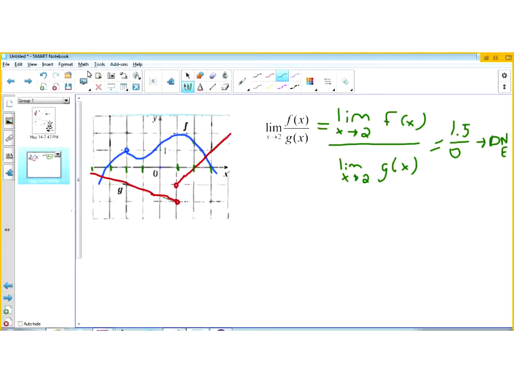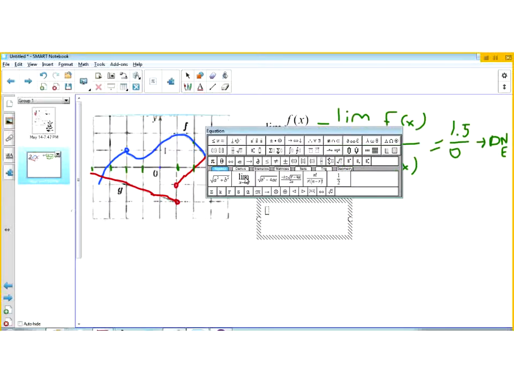Okay. Something else. Let's see here. How about the limit as x approaches -2 of, say, f of x plus 5 times g of x. All right, so let's evaluate this limit.